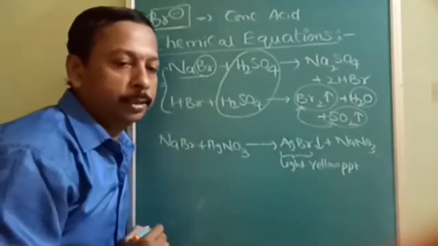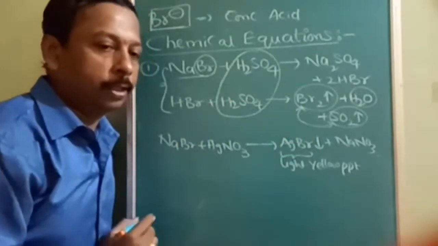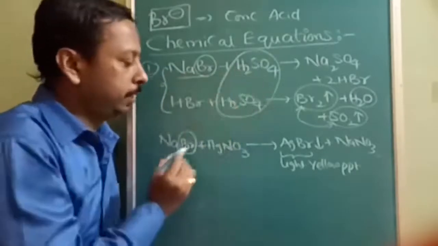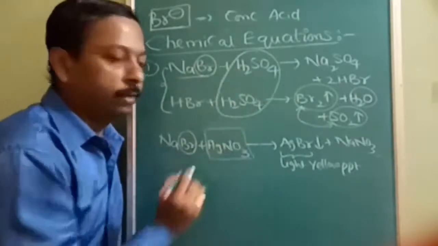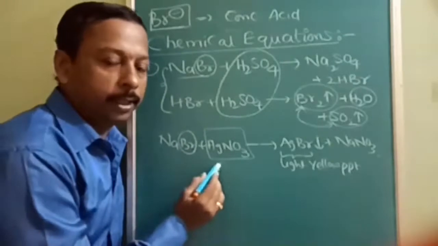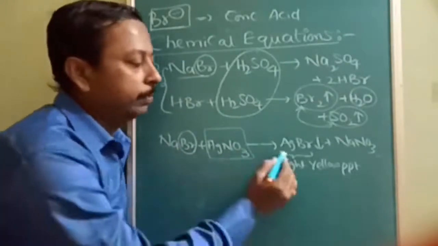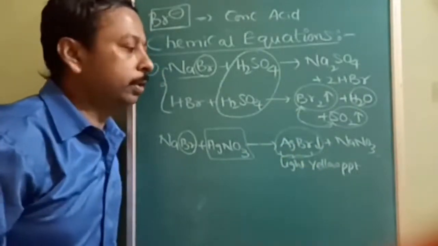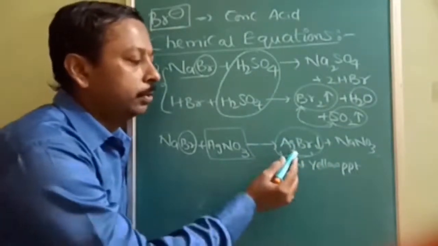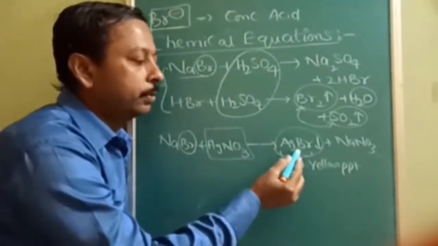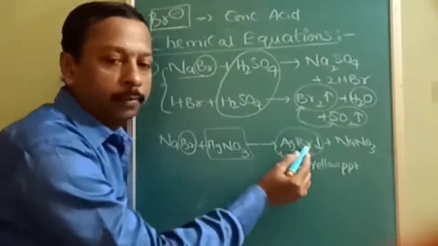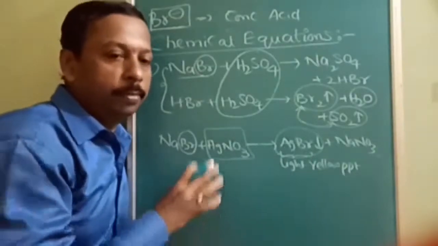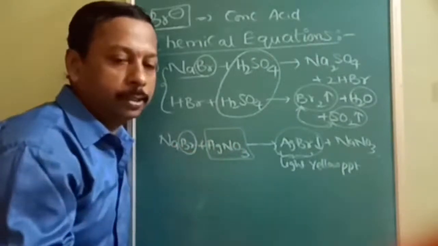Second thing we observed, light yellow precipitate. When the salt is treated with silver nitrate, silver nitrate when treated with sodium bromide will form a light yellow precipitate of silver bromide. Then if it is dissolved in NH4OH, if it is soluble, that means it is AgCl. If it is partially soluble, that means it is AgBr. So the observations made are explained with the chemical equations.